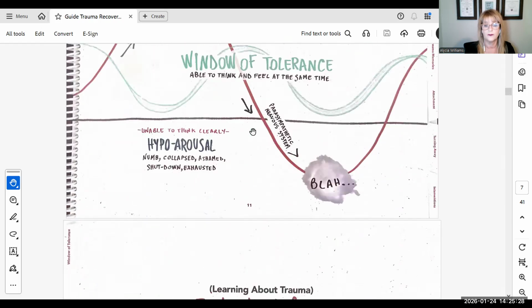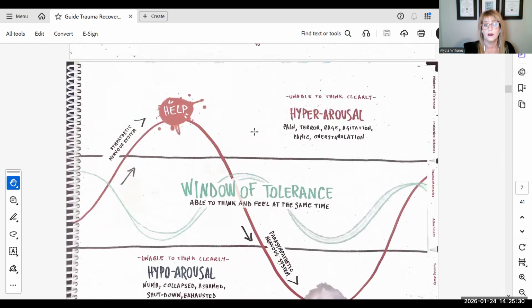Okay, let's review. When you're in a hyper-aroused state, you can't think or feel at the same time. When you're in a hypo-aroused state, you can't think or feel at the same time. That's your nervous system going up and down, and our job is to regulate it. Understanding the window of tolerance helps you see your reactions are not personal failures, they're nervous system responses.